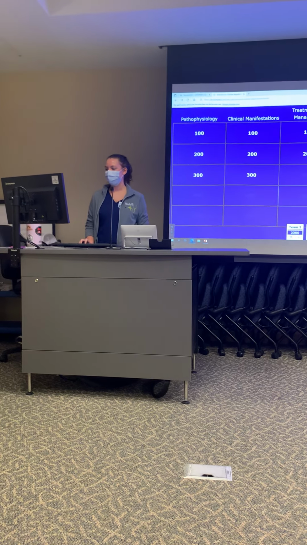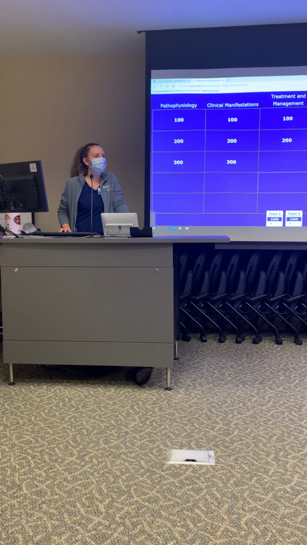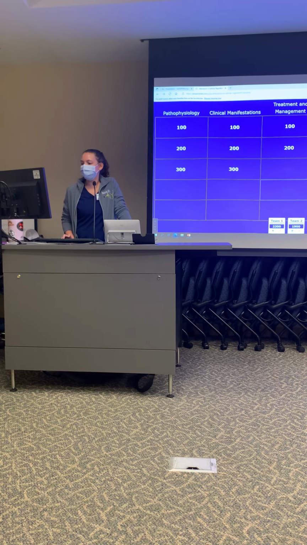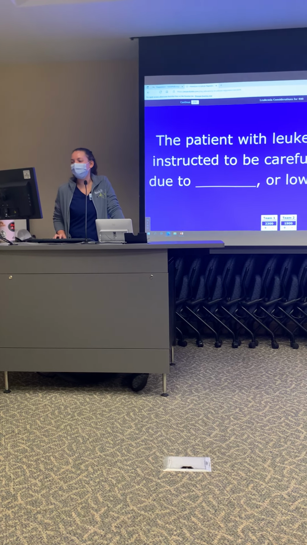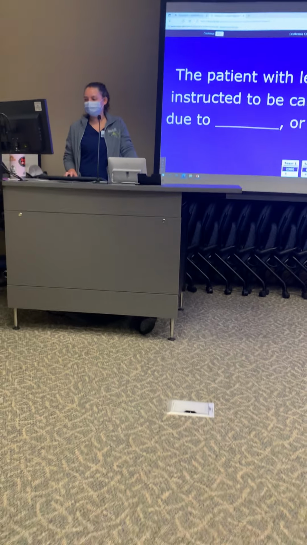All right, team 1. Leukemia considerations for 400. Okay, now we're on leukemia. The patient with leukemia should be instructed to be careful while shaving due to low platelet counts.